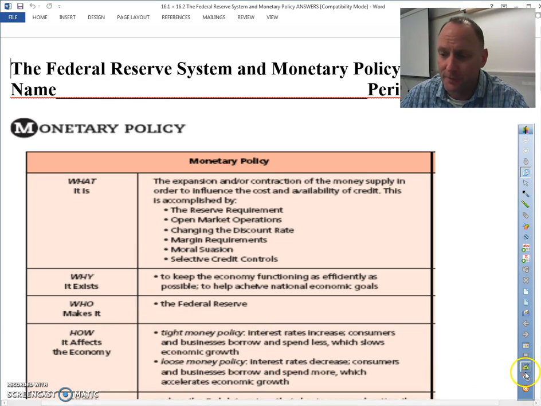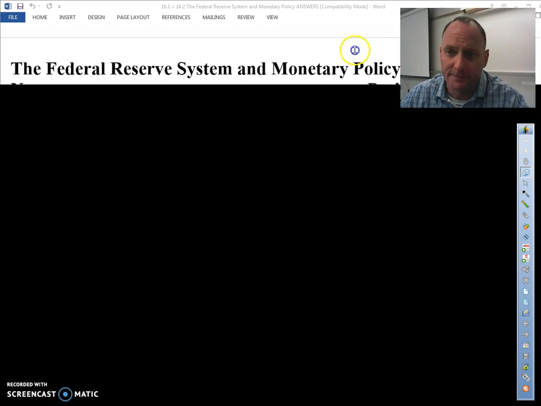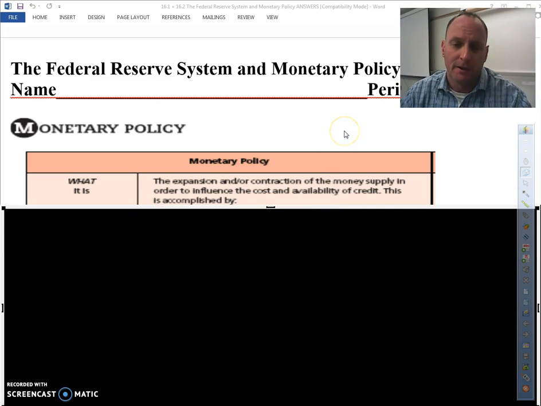Now to start, and if my face goes away, I apologize, we're going to look at, first of all, the definition of monetary policy. As you have your blank sheet in front of you, you can fill this in as you go, or highlight it if it's already there. The expansion and/or contraction of the money supply in order to influence the cost and availability of credit.